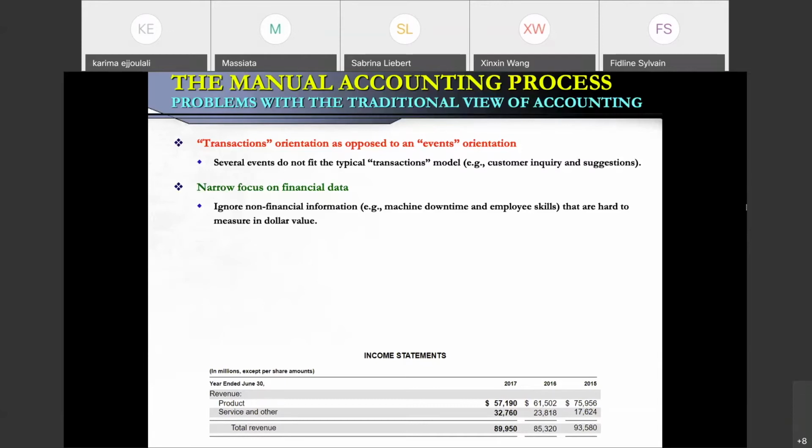It also comes back to the example that I talked to you guys about earlier, Apple or Google and their financial statements. It's so narrowly focused on the financial data that we cannot get more information other than that.